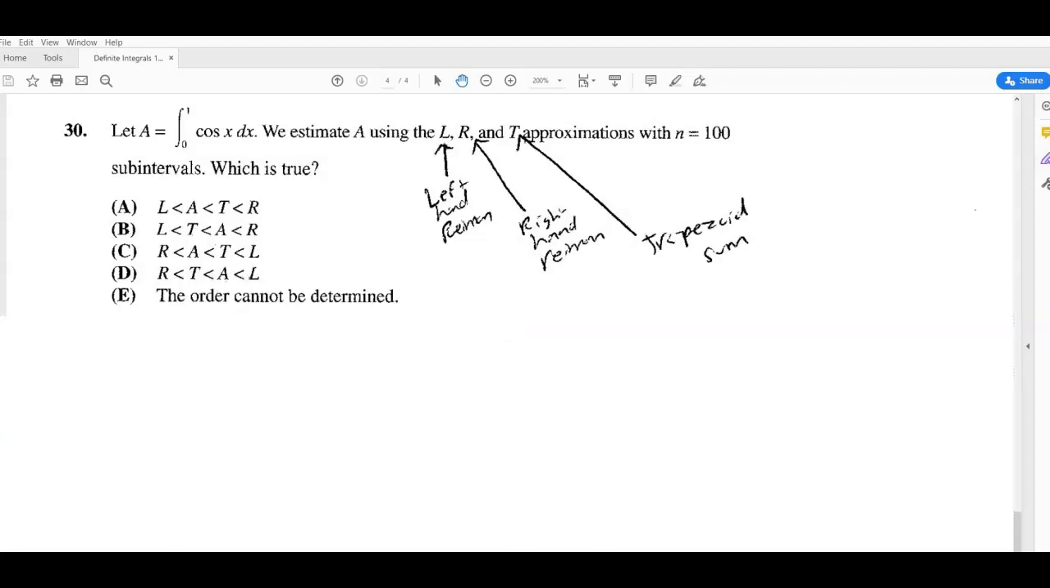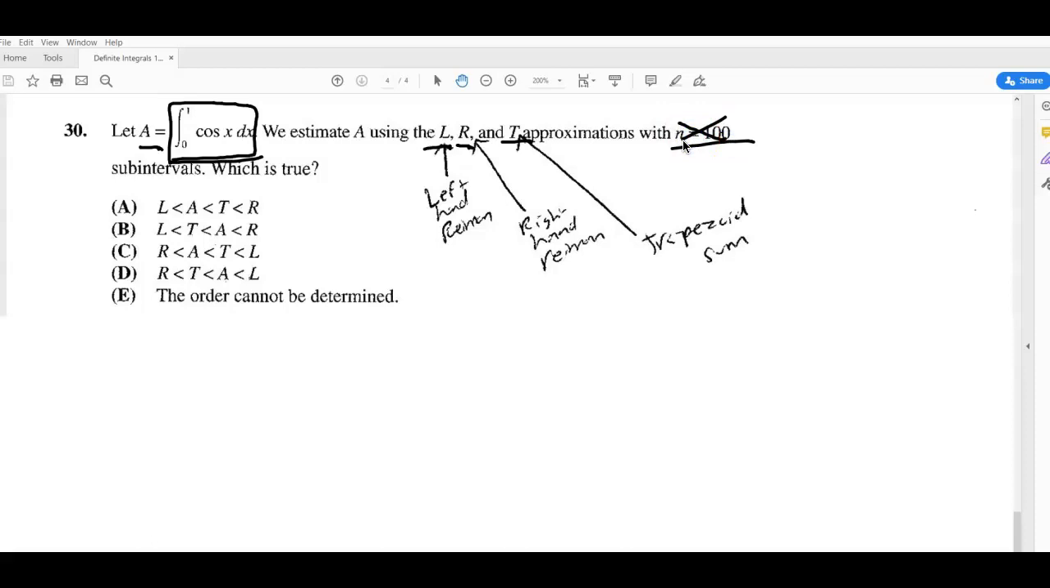So suppose I have an integral here, which I'm going to call A. Now that represents the area under the curve for the cosine function dx. Now we're going to do a left-handed sum, a right-handed sum, and a trapezoid sum. And they're all going to have the same number of subintervals. But the only thing that matters is that they're the same. It doesn't matter how many there are. Okay? They want to know which of these statements is true.